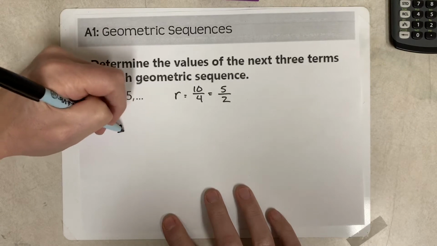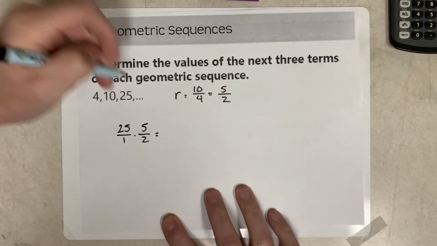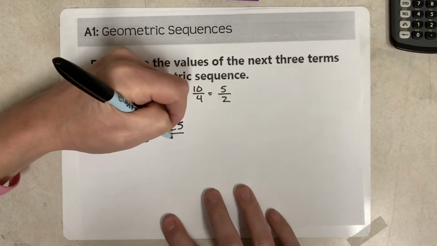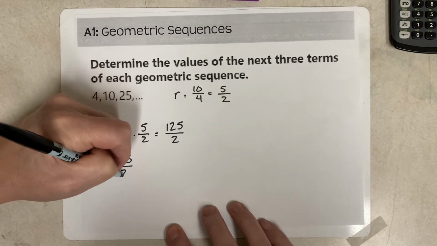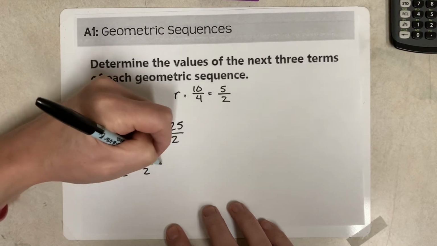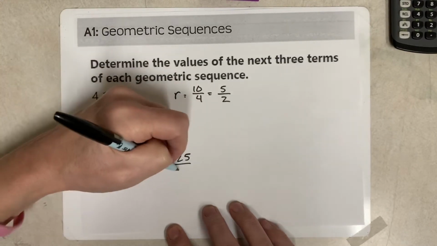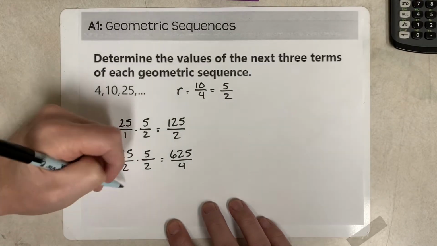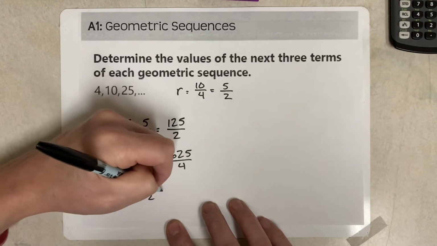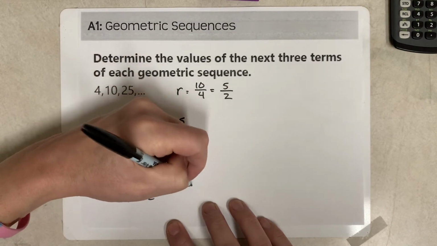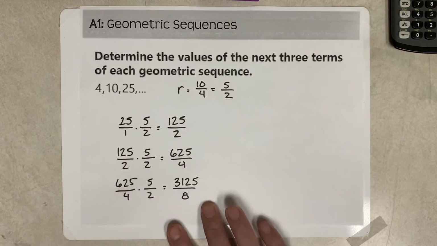So 25/1 times 5/2 would be 125/2. Same thing now, again, 125/2 times 5/2 would be 625/4. And just do it one more time. 625/4 times 5/2 is 3125/8. And these are the next 3 terms of our sequence.